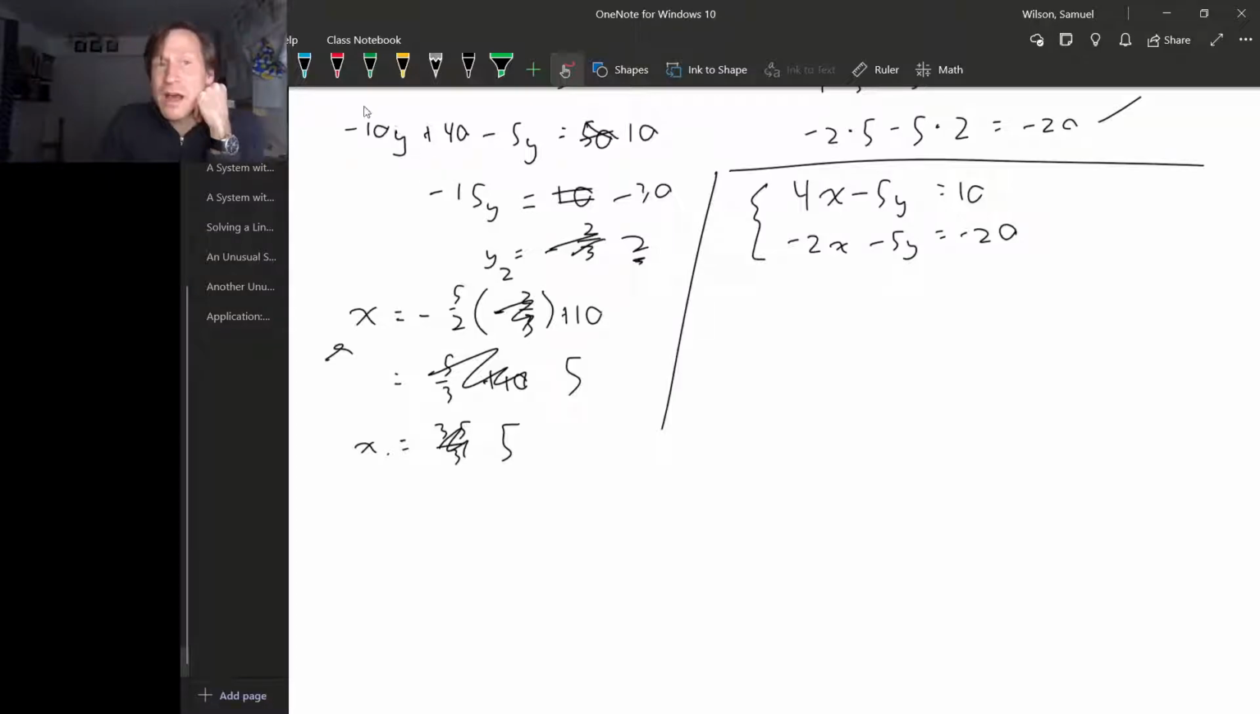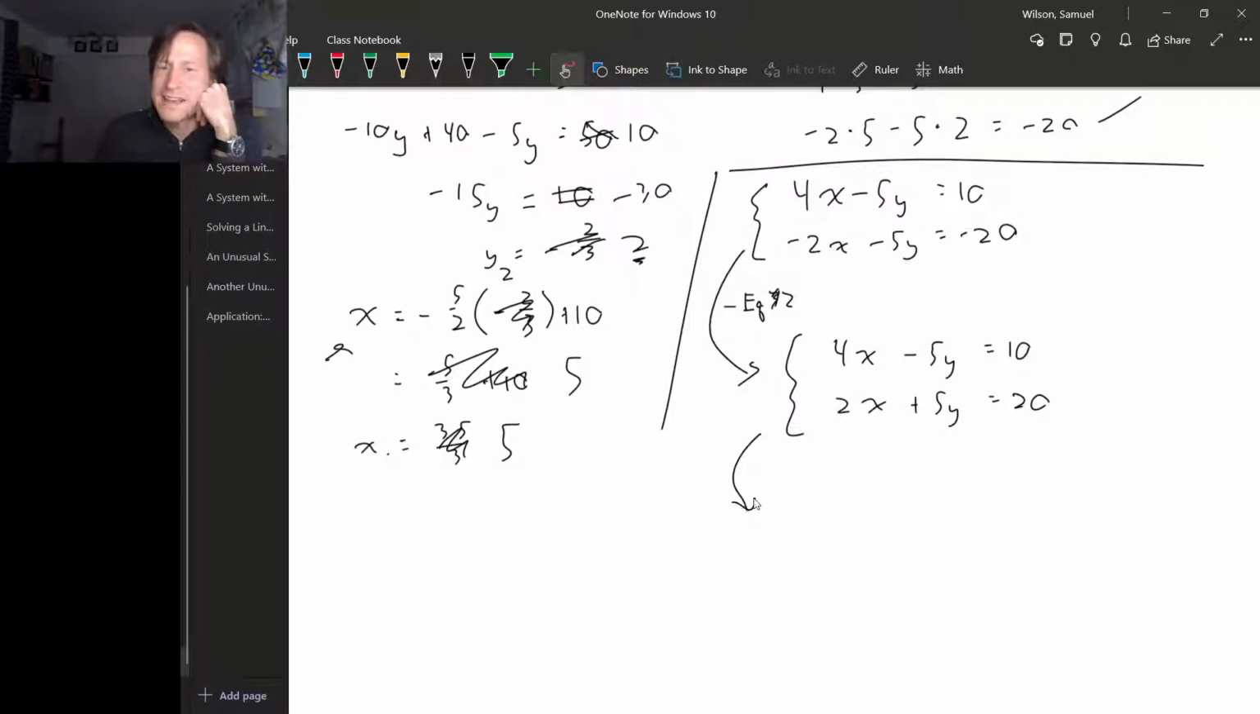But remember, we can replace any equation with a multiple of itself. In particular, it looks like if we multiplied the second equation by -1, we'd have plus 5y, and then when we added the negative 5y, the y's would cancel. So let's take the negative of equation 2. That makes the system 4x minus 5y equals 10, and 2x plus 5y equals 20. And now we can add the 2 equations.